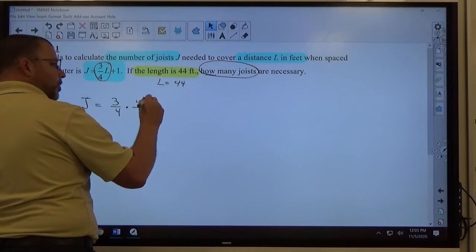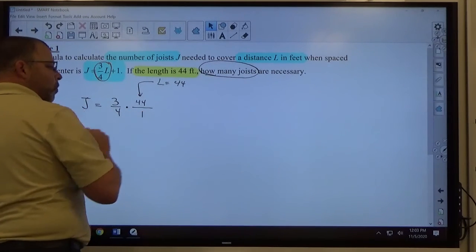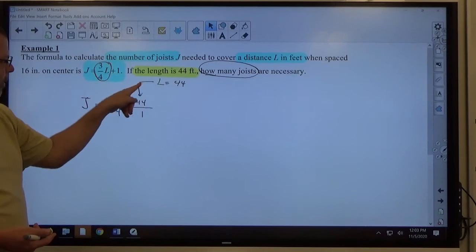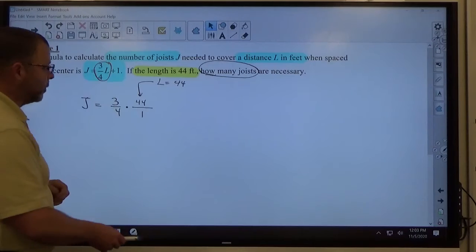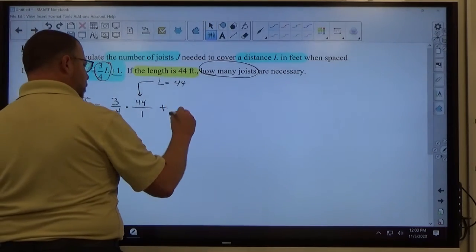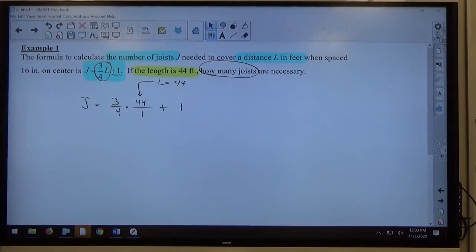Since 3/4 is a fraction, I'm going to write L as a fraction. I'm going to put 44, which is the number L is, over 1 so it looks like a fraction. Fraction multiplication, in my opinion, is easier if everything looks like a fraction. So 3/4 times the replacement for L; I'm substituting in what I know. And then the rest of the equation says plus 1. So they gave me an equation, they told me what L equals, and they're asking me to find J. Everything on the right-hand side is what J equals, but it's not evaluated. Now it's just an order of operations problem.